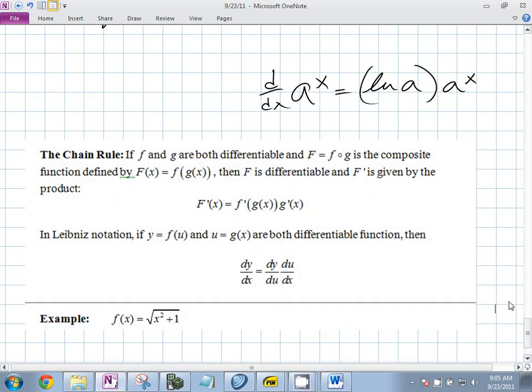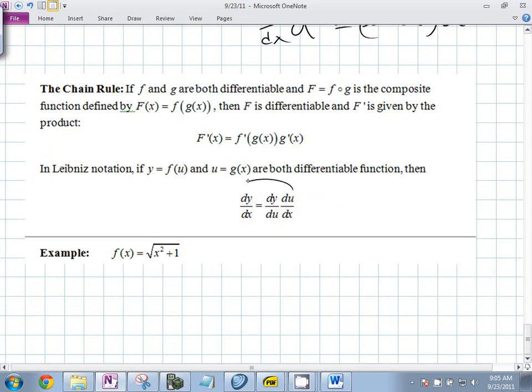Yes. Then f is differentiable and f prime is given by the product. F prime of x is equal to f prime evaluated at g times g prime of x. And there's another notation for this right there. dy/dx is equal to dy/du times du/dx. You're mostly going to see this, but you will see Leibniz notation sometimes.